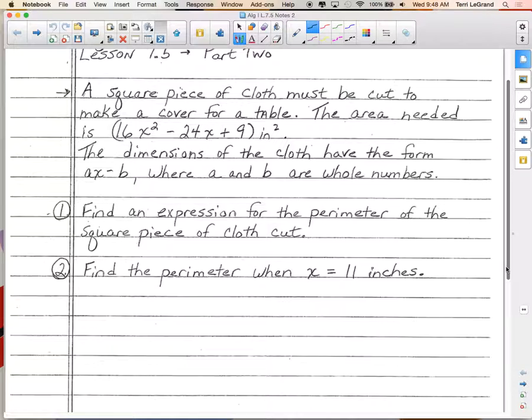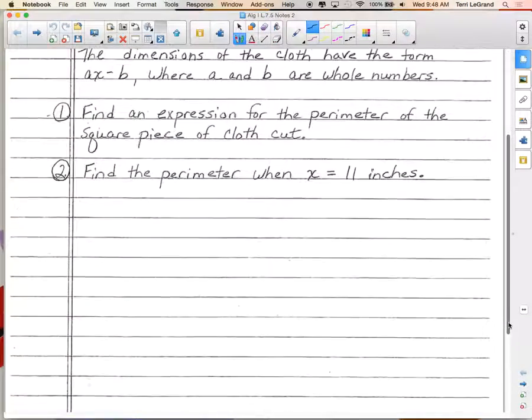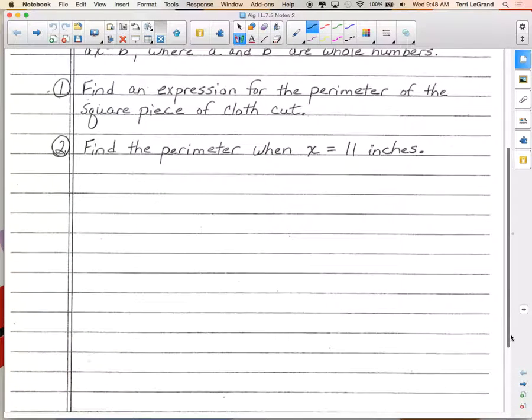Find an expression, so basically another polynomial, for the perimeter of the square piece of cloth that has been cut. And then step number 2, find the perimeter when x equals 11 inches. What's perimeter? What's that mean? Add it all up. Yeah, distance around it. You start measuring all the way around it, from one corner back to that same corner, you should have the perimeter of that figure.